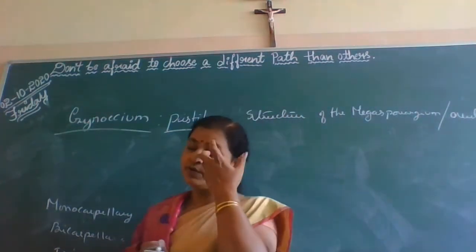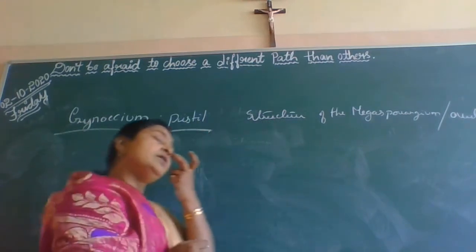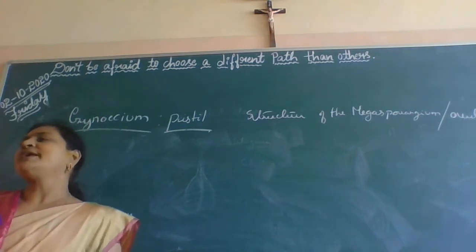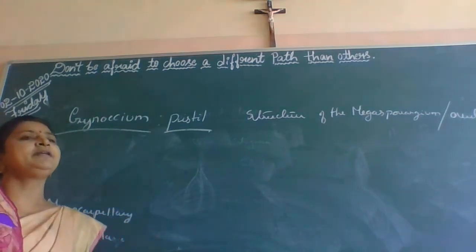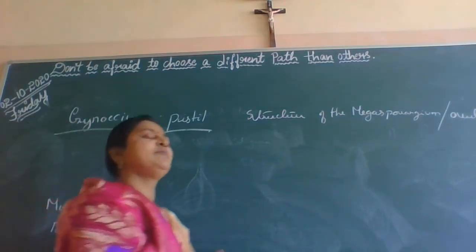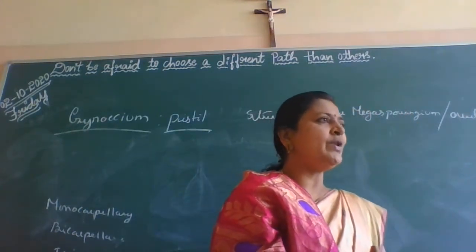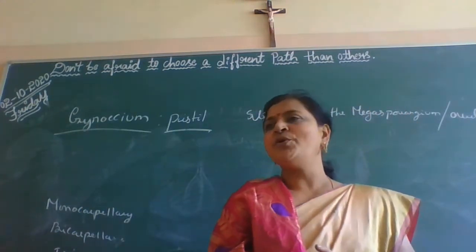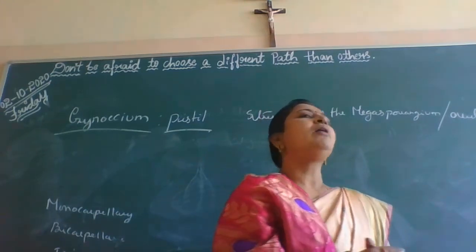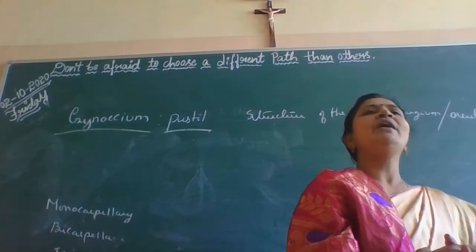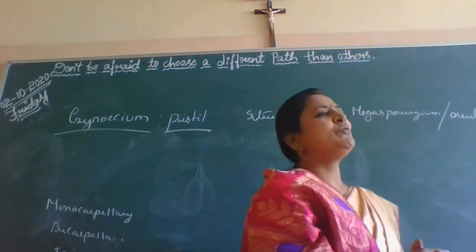Now look here. Generally, ovules are of different types. You studied that in your first PUC: orthotropous ovule, anatropous ovule, hemiorthotropous ovule, amphitropous ovule, campylotropous ovule.